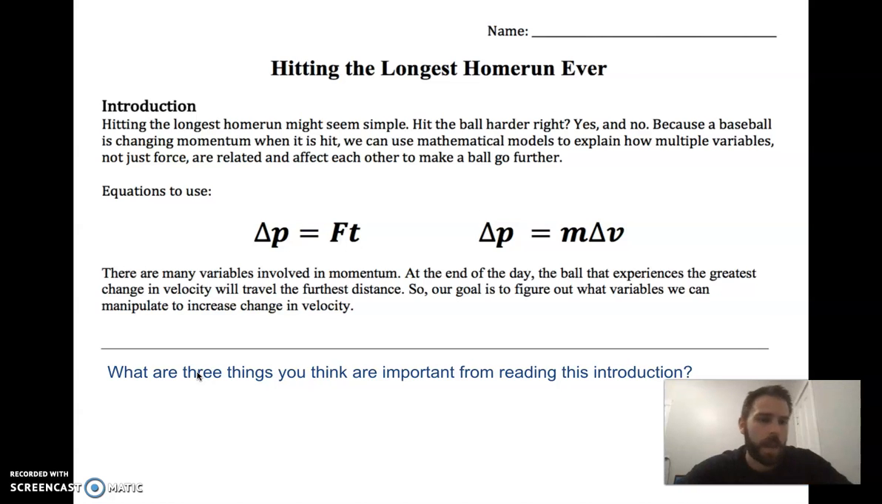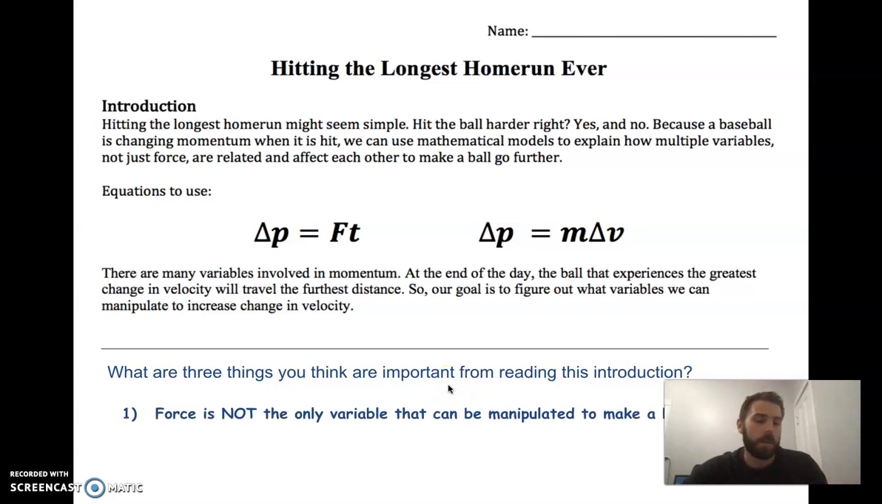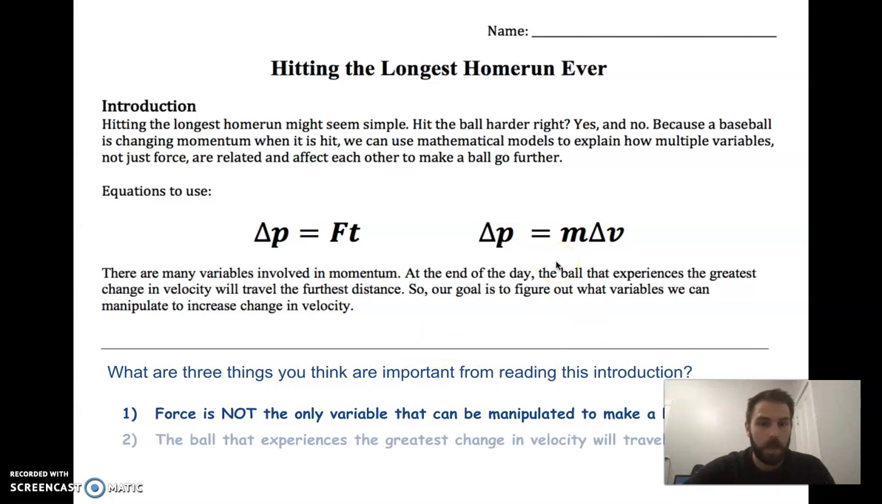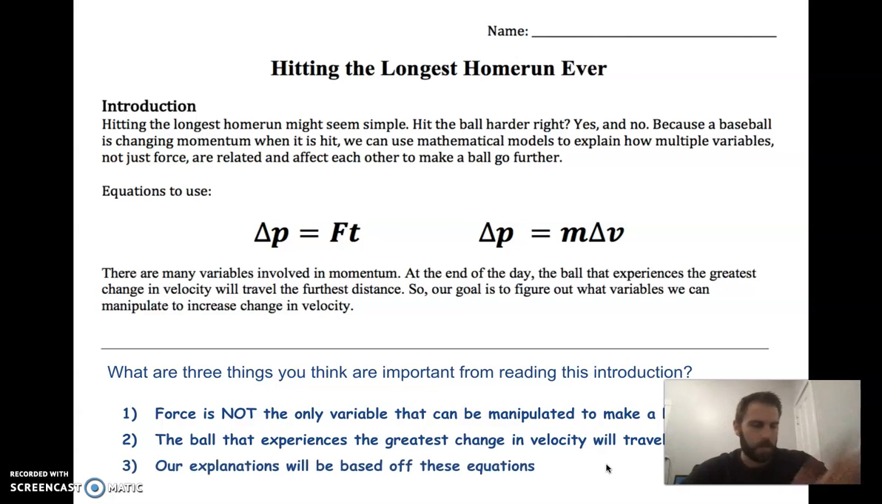All right, so hopefully you had some time to write down 3 things you found were important. These were 3 things that I found particularly important. Force is not the only variable that can be manipulated to make the ball go further. There are other variables here too. We're trying to see the longest home run ever, so that's distance. But notice distance, height, and change in x are not part of my variables. So when we know the change in velocity, the greatest change in velocity is also going to travel the furthest. So they use that as a proxy. The greater the change in velocity, the further the ball is going to go.